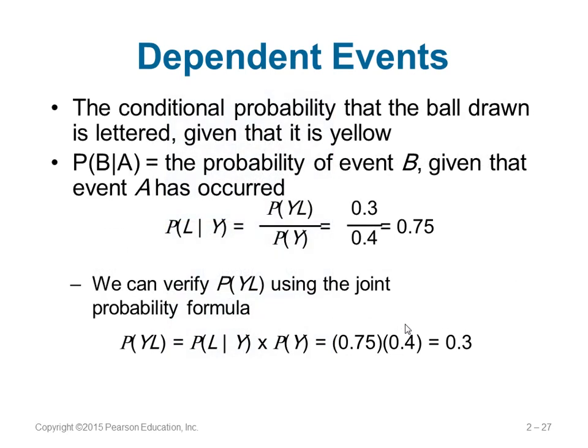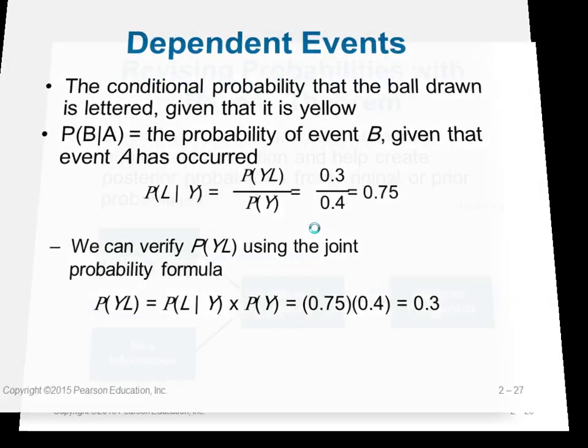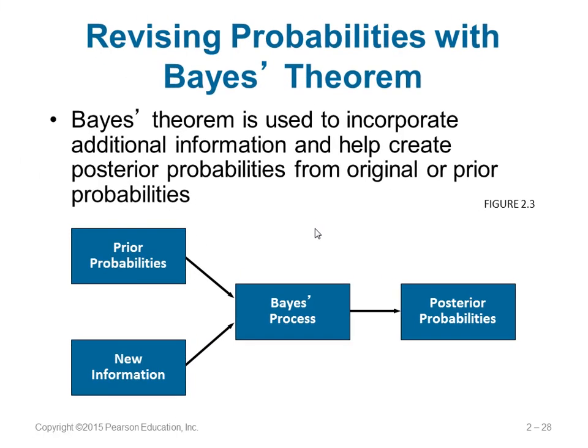And if you want to put some conditional probability: the conditional probability that the ball drawn is lettered given that it is yellow. So if you say yellow is what you have taken and you want to see whether the ball is lettered or not, then you have to use probability of YL, which is yellow as well as lettered, by probability of Y, which is yellow. You get the values here. And if you want to verify it back, you just multiply probability of L given Y into probability of Y. You should get the probability of YL, or Y and L. Next, we are going to study what is called Bayes theorem.